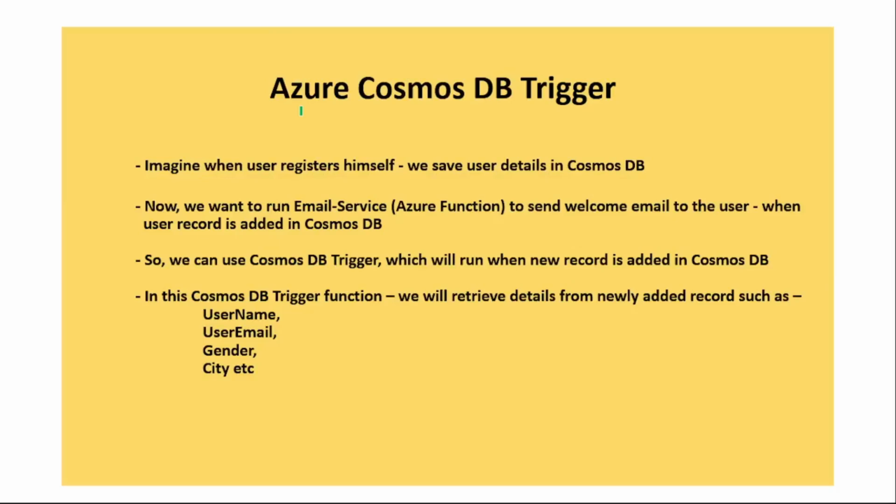Hello guys, in this video, let's discuss Azure Cosmos DB trigger and let's try to understand it with an example. So imagine we have an application and when a user registers himself, we save the user details in Cosmos DB. And now we want to run an email service, that is, we want to execute an Azure function which will send a welcome email to the user when a new record of that user is added in Cosmos DB.